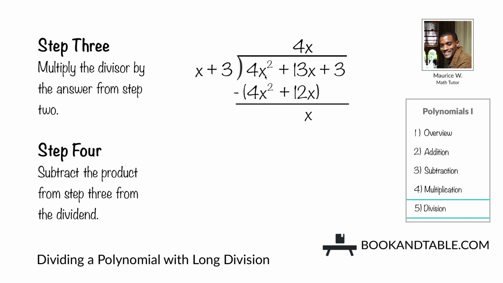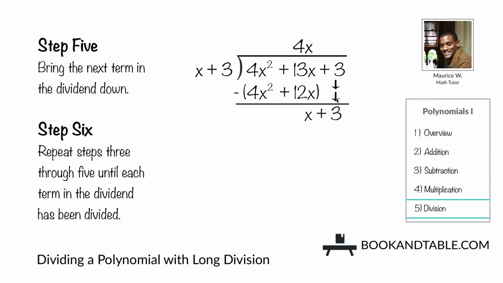So we get 4x squared minus 4x squared, which is 0. And we get 13x minus 12x, which gives us x. And now step 5, bring the next term in the dividend down. So the next term in the dividend is 3. So we have x plus 3. And now we're going to repeat steps 3 through 5.